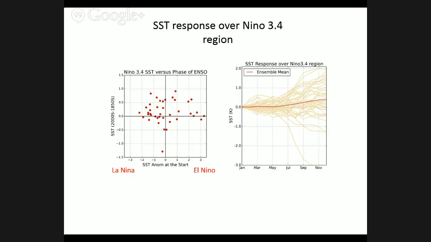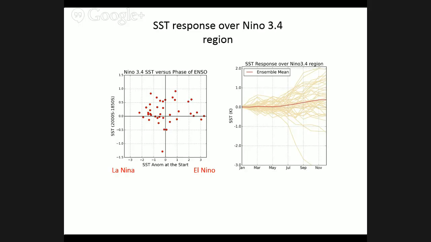The red line is the ensemble mean, and the rest are the ensemble members for different years. As you can see, my response over that region picks up somewhere at the start of July, or the summer season, when we expected the aerosols to also peak around the same time.